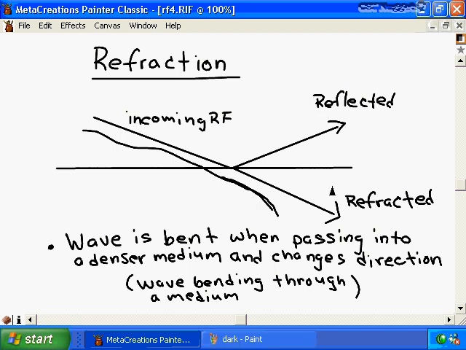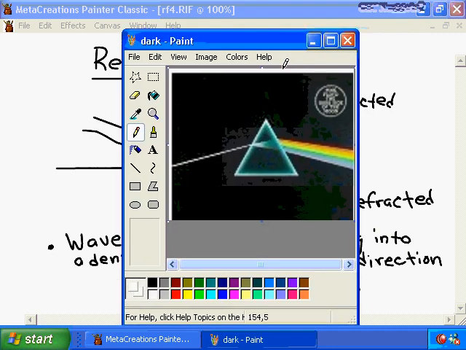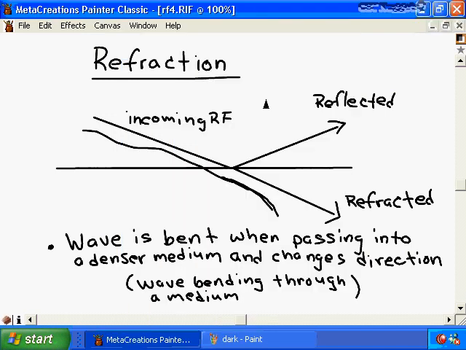Now, a real classic example of refraction can be found on Pink Floyd's album cover for their album The Dark Side of the Moon. I just happen to have a graphic of that album right here. So in this example, this album cover illustrates a light wave being bent as it passes through this glass prism, and as a result it changes direction and comes out in this direction on the other side of the glass prism. So, classic example of refraction for your Pink Floyd fans there.